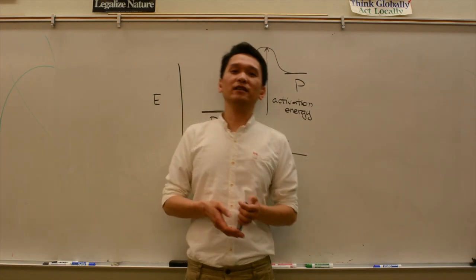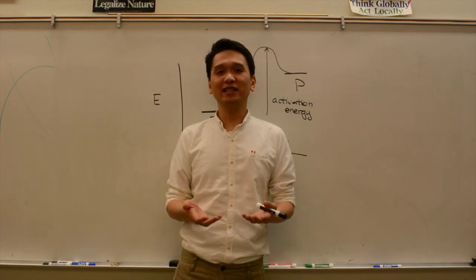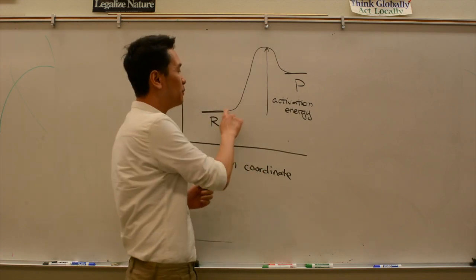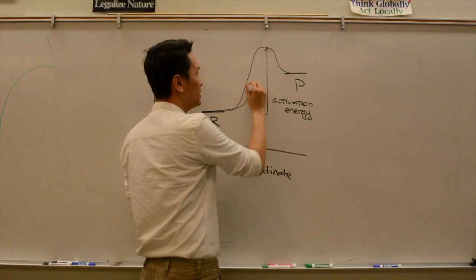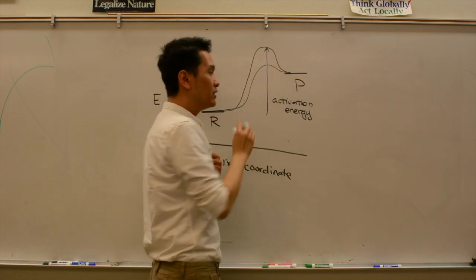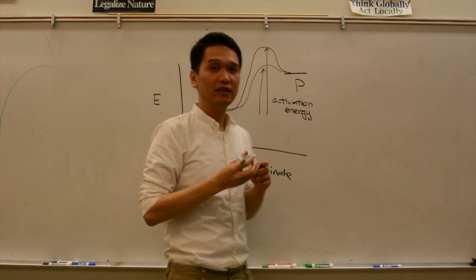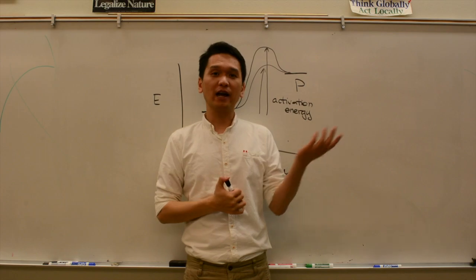And the last way you can increase the rate of reaction is by using a catalyst. And the job of the catalyst is basically to lower the activation energy, providing a different pathway. Instead of going over this hill, it provides a different hill. Right? So if there's a different hill to go by, and that hill is lower in energy, then you require less energy to have a reaction.